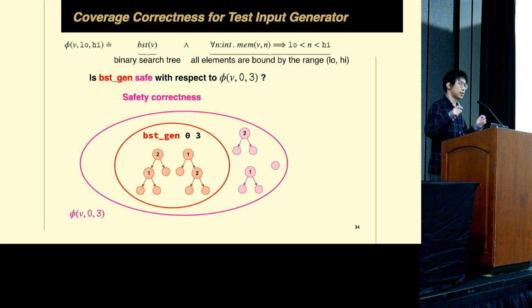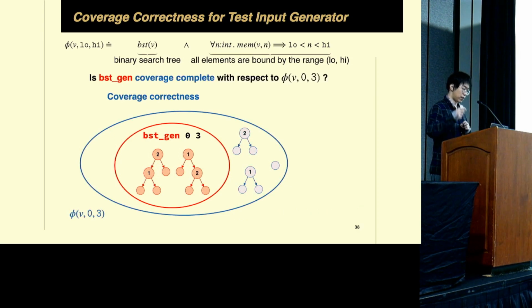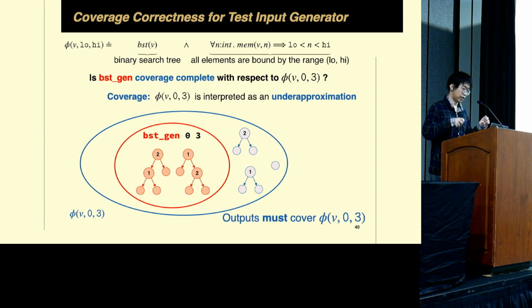If we just focus on safety correctness, we ask if BSTGen is safe with respect to phi, and we interpret the specification phi as an over-approximation. Our verification asks if all the outputs of BSTGen are in phi. The answer is yes, that is safe. However, if we focus on coverage correctness, we interpret the specification as an under-approximation, and we require the outputs of BSTGen to cover all the trees in phi. In that sense, BSTGen is not correct.